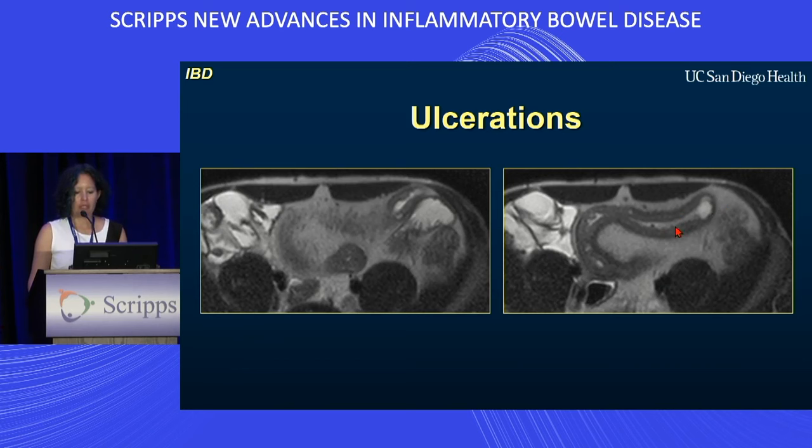Another example here in the sigmoid colon, where you can see the little divots, like little bites that have been taken out of the luminal side of the wall there. It's showing you those ulcers or little pockets of fluid even within the bowel wall. And the more you look, the more you can find.